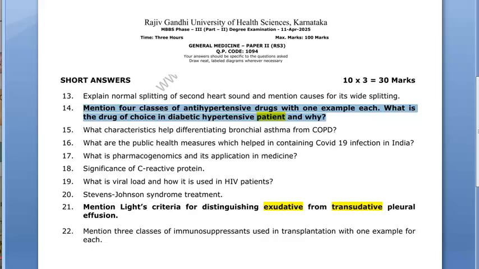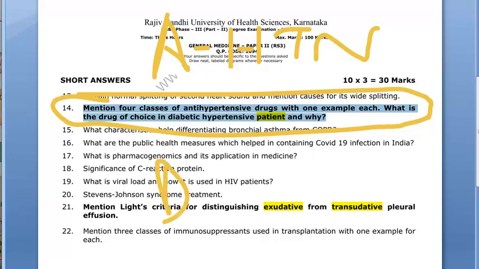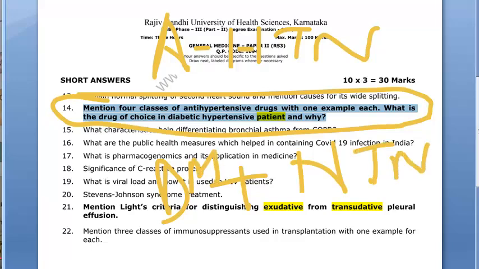Hello people, look at this question here. Mention 4 classes of antihypertensive drugs. They're asking about what? Antihypertensive drugs. 4 classes you have to give with one example each. What is the drug of choice in diabetic hypertensive patients? So if a patient has both diabetes mellitus and hypertension, what is the drug of choice and why also? You have to explain all this just for 3 marks.